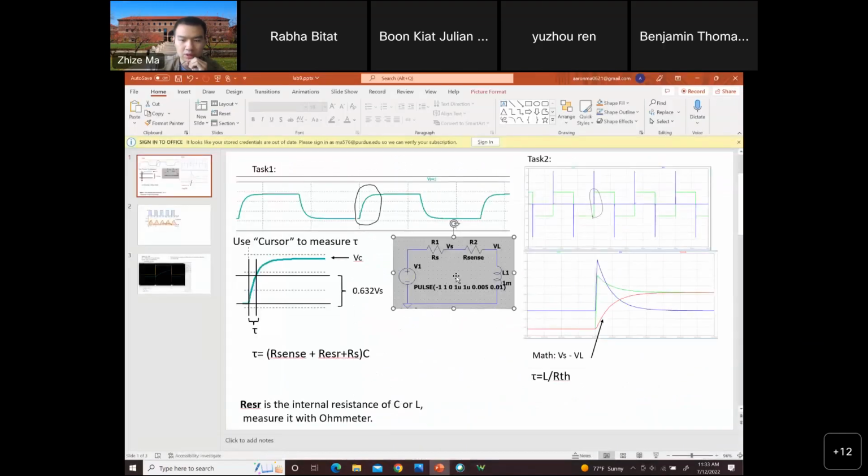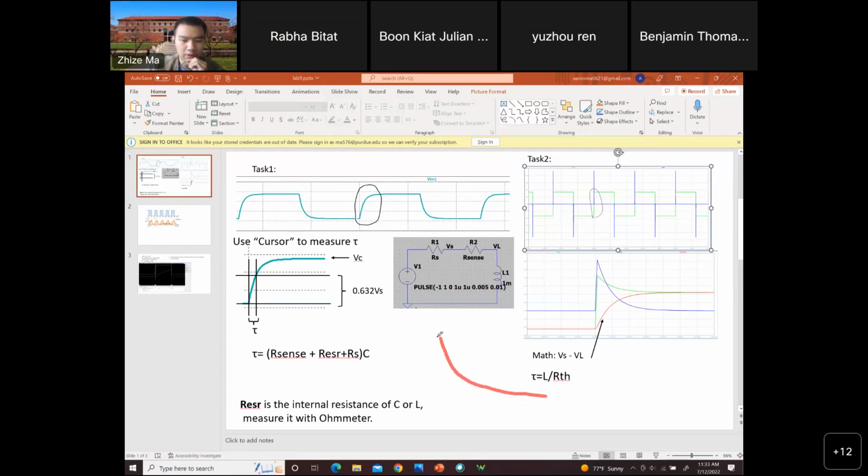Then task 2 is pretty much similar. You are going to build the same circuit, but just change the capacitor to the inductor. What you will probably see is this plot right here. Don't worry, that doesn't mean you did something wrong, because you only see this peak here. What you need to do is zoom in on this part. Then you can see the charging plot. So how can you measure the time constant for the voltage of the inductor?